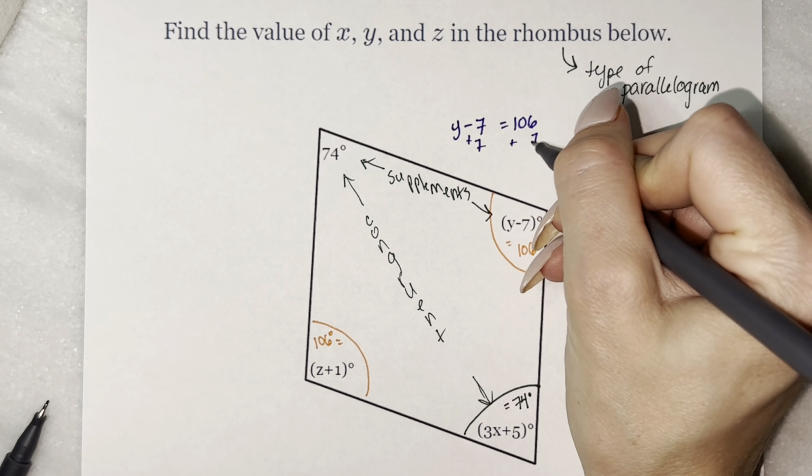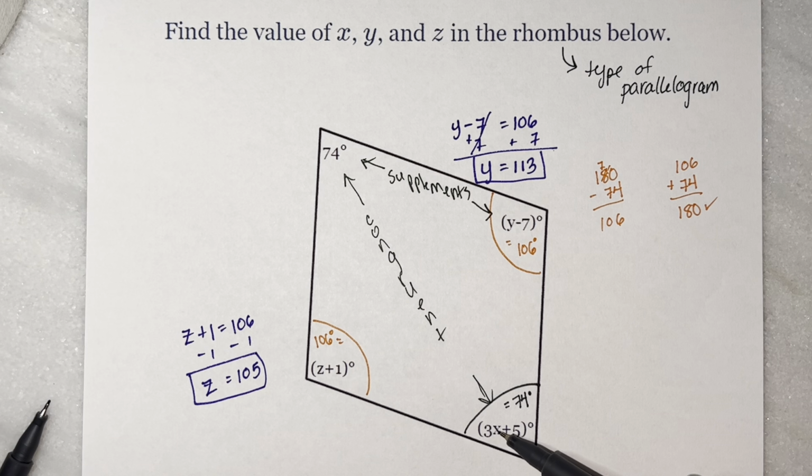This one's a little bit harder because you've got a coefficient with your variable here. So what number times 3 plus 5 gives you 74? Well, 69 plus 5 gives you 74. So what number times 3 gives you 69? That's going to be 23. So I know the answer to this is 23.